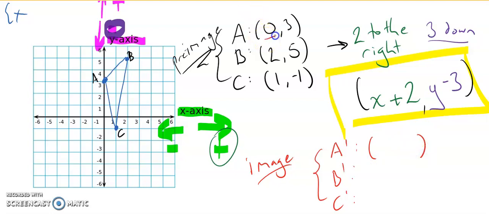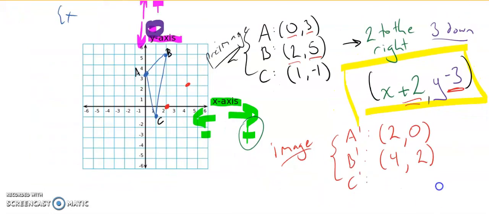So A was at 0, I'm going to add 2. Was at 3, subtract 3 is 0. I'm going to go ahead and plot that just to make sure. Do I go to the right 2 and down 3, and I'm at 2, 0. Excellent. B prime: 2 plus 2 is 4. 5 minus 3 is 2. And let's track that out. 2 to the right, 3 down. That looks like the point 4, 2.